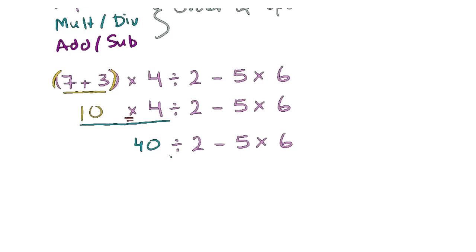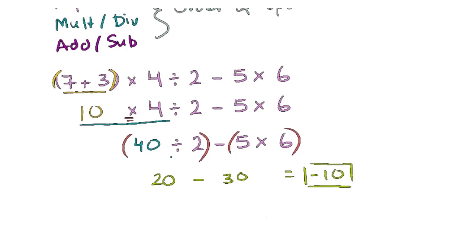And to make it clear that you do this before you do the subtraction, because multiplication and division take priority over addition and subtraction, we could put parentheses around them to say, look, we're going to do that and that first before I do that subtraction, because multiplication and division have priority. So 40 divided by 2 is 20. We're going to have that minus sign. Minus 5 times 6 is 30. 20 minus 30 is equal to negative 10. And that is the correct interpretation of that.